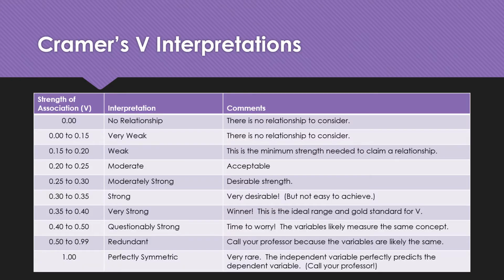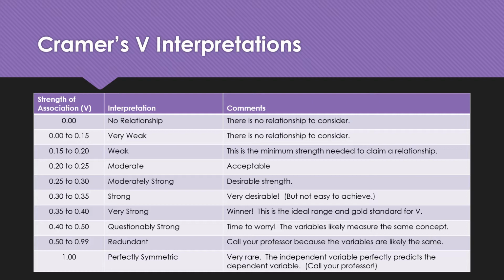So this table shows us the interpretation of Cramer's V values, which shows the strength of the relationship between variables. When we get a Cramer's V value of 0, it indicates there is no relationship at all to consider. In case we have a value ranging between 0 and 0.15, it means there is a very weak relationship. Actually, the comment we can say about it is that there's no relationship to consider.